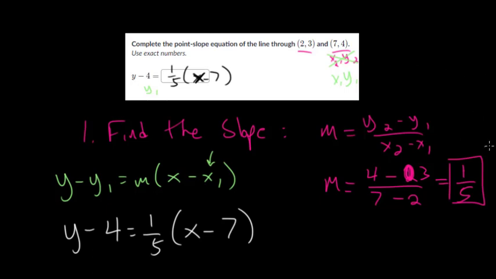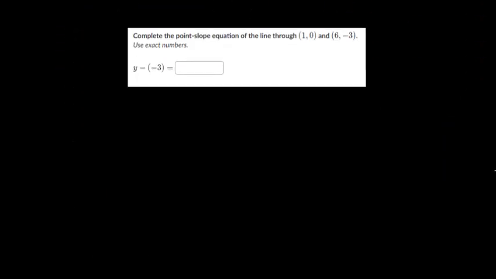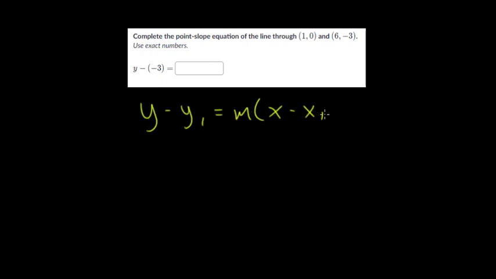So if that was a little confusing, let's do a couple more of these just so that you can get the hang of this. We can figure out which point we're going to use in the point slope right away. Because remember, we're doing y minus y1 equals m times x minus x1. That's the point slope equation that we want to use. And we are doing y minus negative 3. So our y1 in this case is negative 3 because we're just matching it up with our formula.